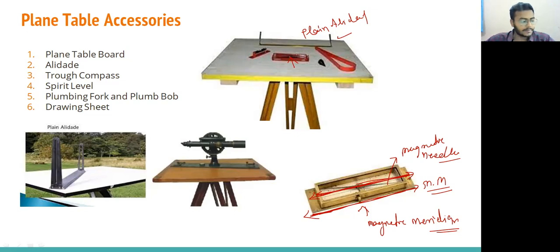Generally, their length varies from 80 mm to 150 mm, and their width is 30 mm. In other books, you will see a difference in dimension, but generally it is 80 mm to 150 mm in length and the width is 30 mm, right?